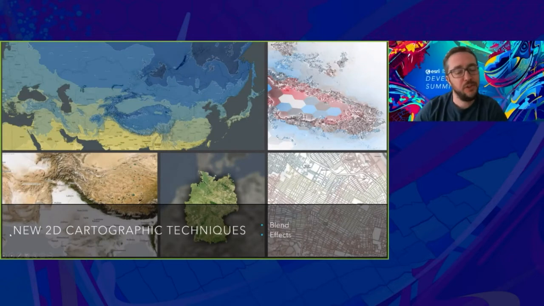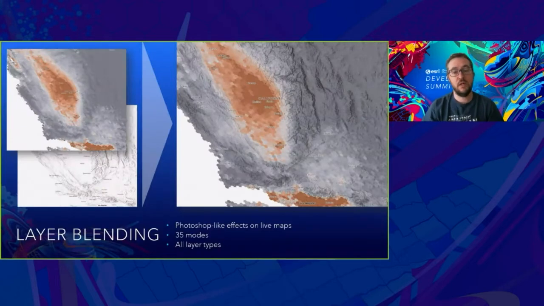Yes, over the last year, we added a few new cartographic techniques in 2D that you can find traditionally in raster and vector graphics applications like Photoshop, Illustrator, GIMP, Inkscape. So these are blend modes and layer effects. Next. The blend mode was introduced in 4.16, so last year. It allows you to control how a layer color blends with the layers that are below it.